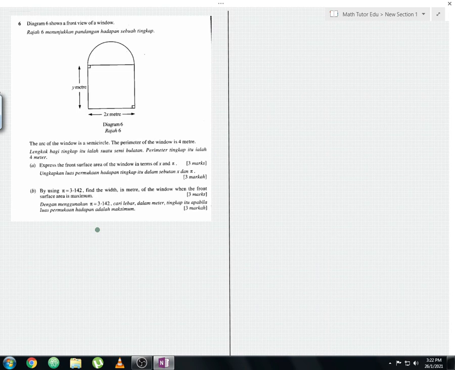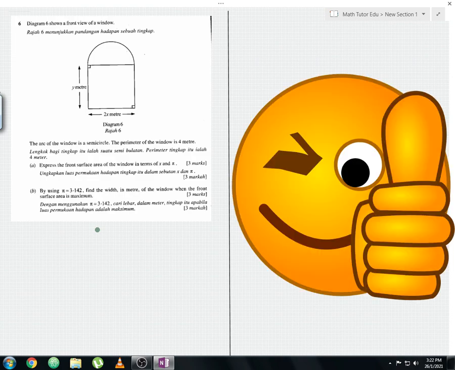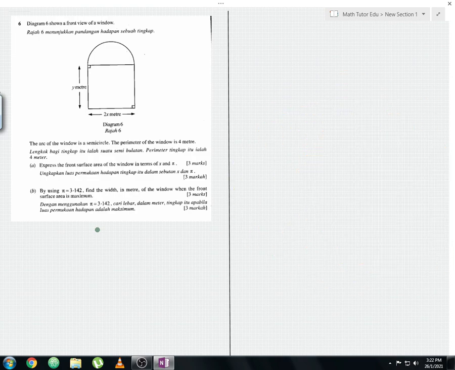So I hope that you will attempt this question in the future. If you could manage to solve this question, a big thumbs up to you guys. But if you can't solve this question, no worries. I'm going to show you the step-by-step working and the solutions. So without further delay, let us start to solve the question now. Let us continue our discussion.